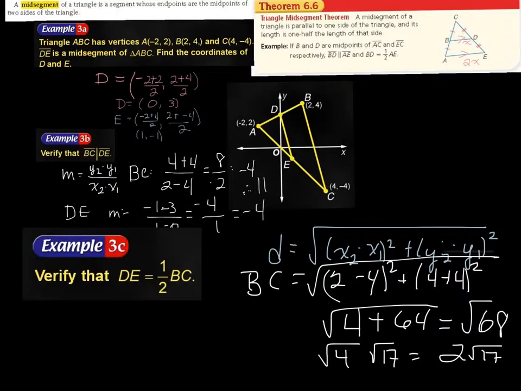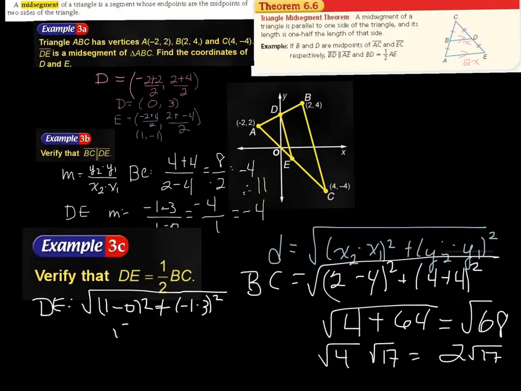Okay, that was BC. Now we need to do DE. Same thing. Okay, so we're going to do difference in the x's. That's nice. 0 minus 1, or let's do 1 minus 0. And difference in the y's, negative 1 minus 3. Square them, and we have to take the square root of the whole business.